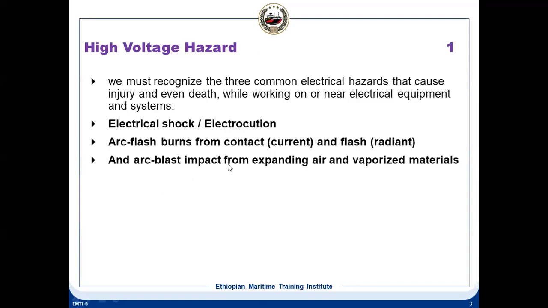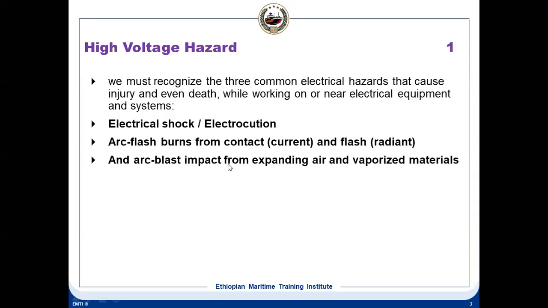High voltage hazards means we must recognize three common electrical hazards that cause injury, even death, while working on or near electrical equipment and systems. So what are the hazards with high voltage? One is electrical shock, electrocution. Electrical shock and electrocution are two different things, as you know. Electrocution means death due to electrical shock. Electrocuted means it is a death. Electrical shock means it's only shock. You can get injury, you can fall, or you can get a burn, etc. This is the difference between electrical shock and electrocution.